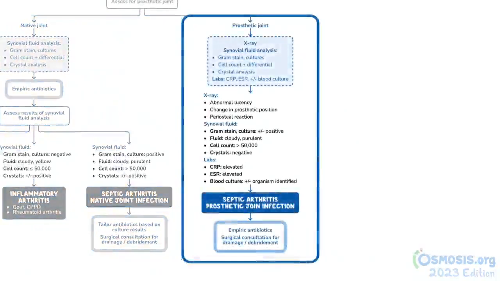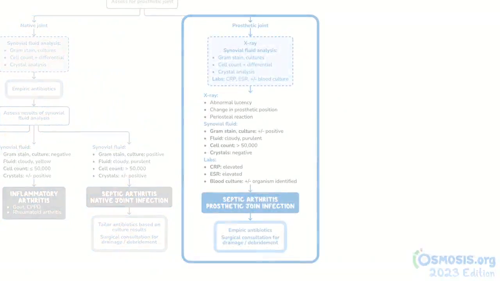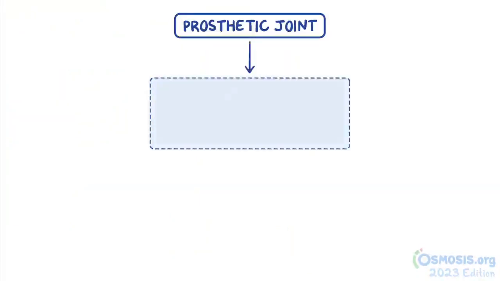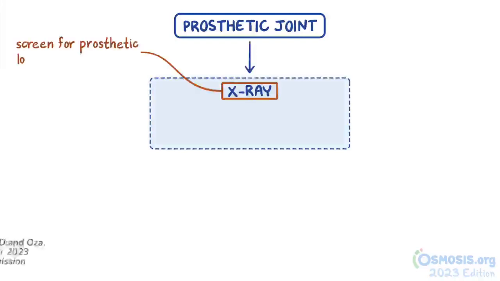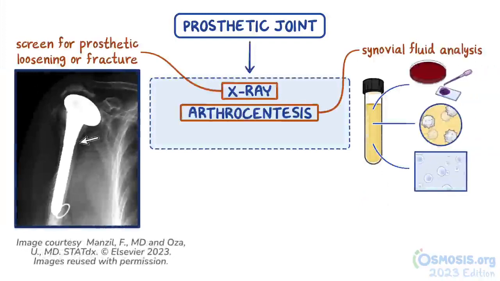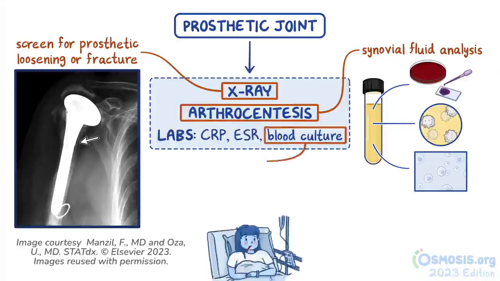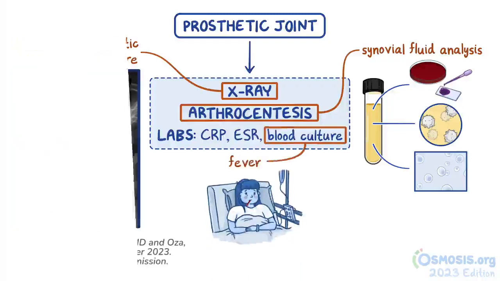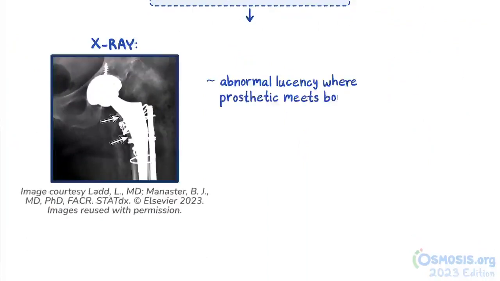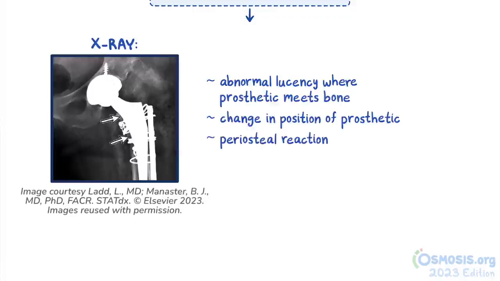Now, let's go all the way back to our affected joint and discuss what we do if the patient has a prosthetic joint. In these cases, you'll want to get an X-ray to help screen the prosthetic for loosening or fracture, perform an arthrocentesis for synovial fluid analysis, and get labs like CRP, ESR, and a blood culture if the patient has a fever. Okay, now an X-ray may demonstrate an abnormal lucency where the prosthetic meets the bone, a change in the position of the prosthetic, as well as a periosteal reaction.